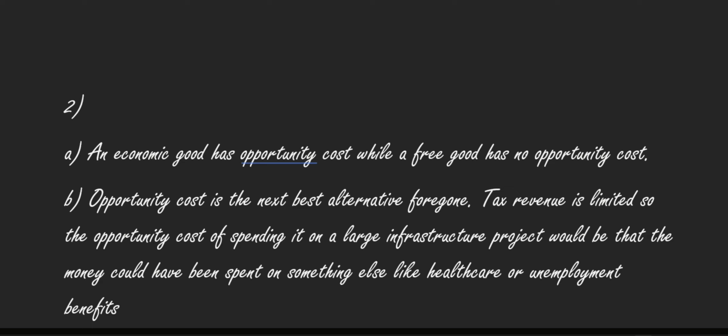First mark is for the definition of opportunity cost. Next is for stating that tax revenue is limited. And why is this? It's because we're using our knowledge to understand what exactly tax revenue is. Next point is that the money could be spent on something else. The other point is the example of what it can be spent on. I gave 2 examples, healthcare and unemployment benefits. And that is how you get your 4 marks.